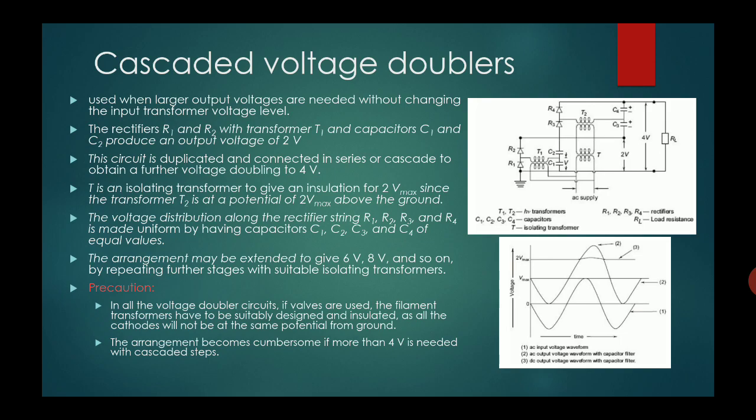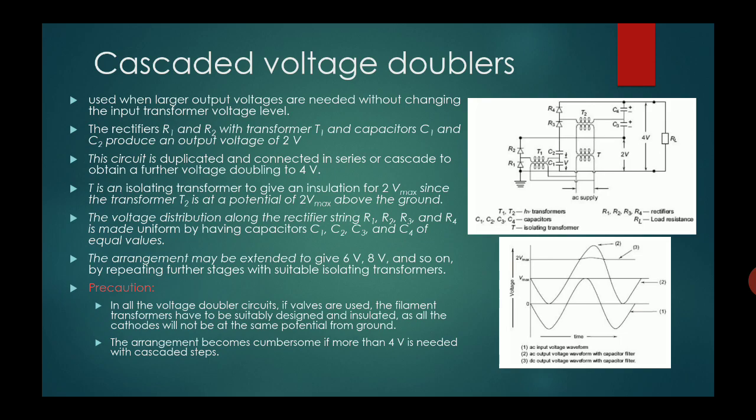The arrangement may be extended to give 6V, 8V and so on. So these are cascaded voltage doubler circuits. Okay, it is 6V, 8V and so on. So it's not 6 volts, it is 6 times the voltage. Whatever voltage you will get, you can make it 6 times that, by repeating further stages.